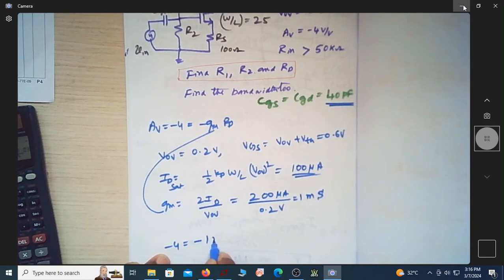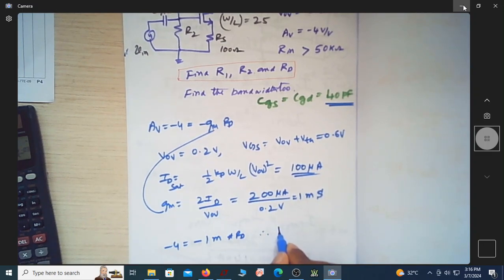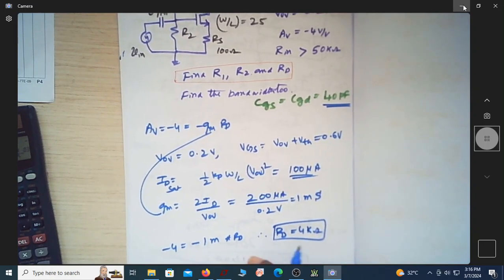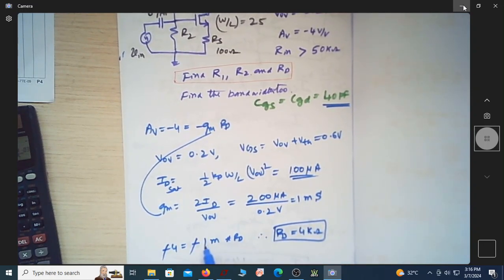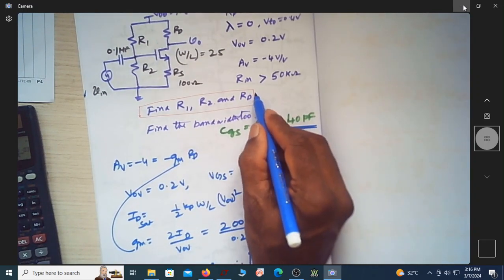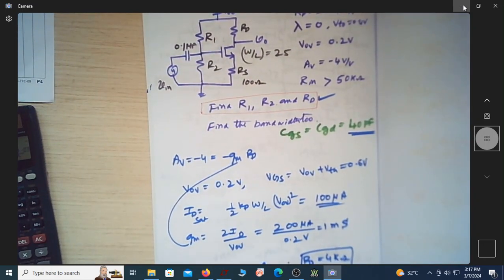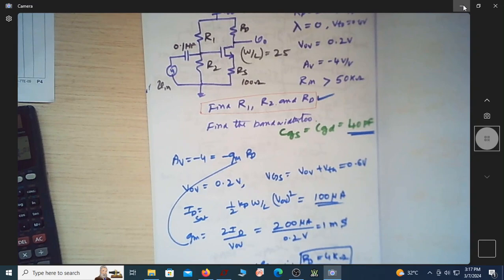So I can use this GM here and find out what is RD. It is -4 is equal to -1 multiplied by RD. So now therefore RD has to be 4 kilo ohm, correct? So this minus minus will go, 4 by 1 milli is 4 k. So RD is 4 kilo ohm. So this RD is 4 kilo ohm.